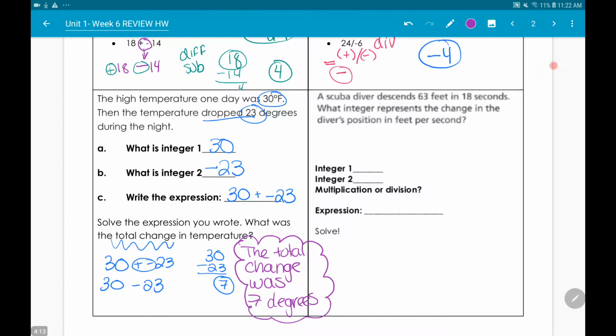A scuba diver descends 63 feet. That means goes down. It happens in 18 seconds. What integer represents the change in feet per second? Alright, so whenever it says something like this with a per or each, or per 1 second, all of that means division.